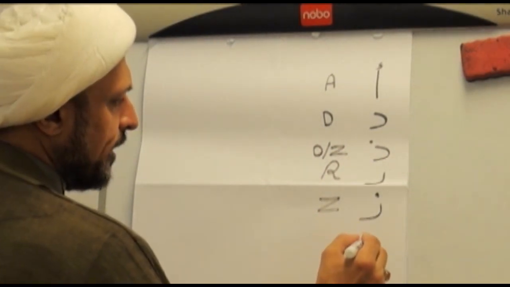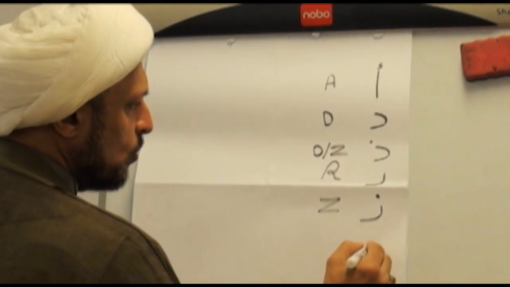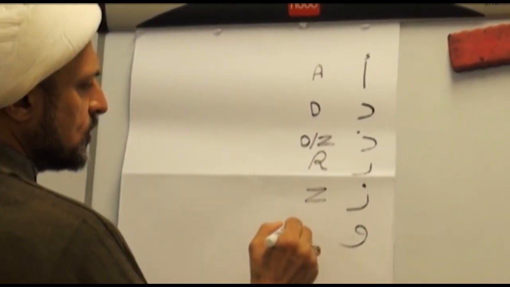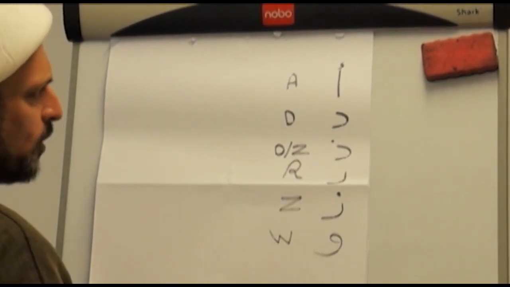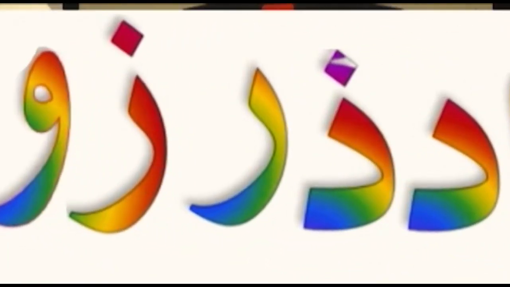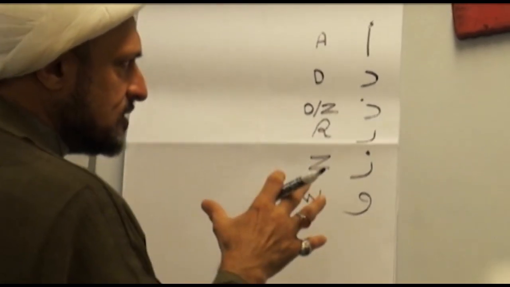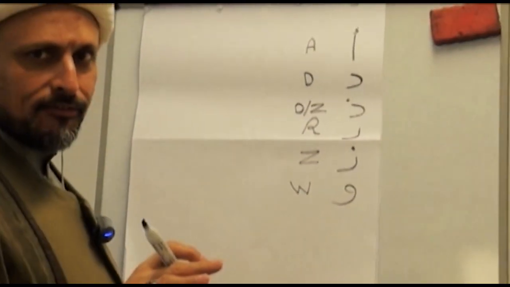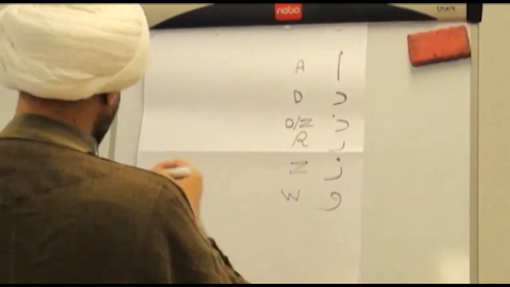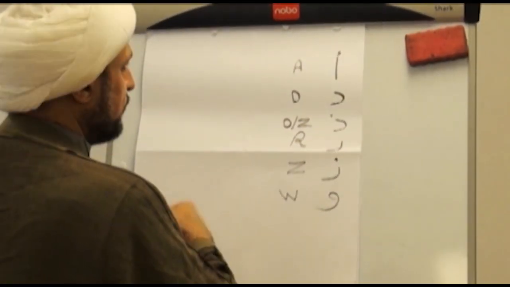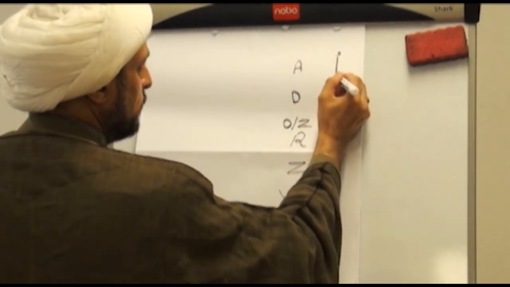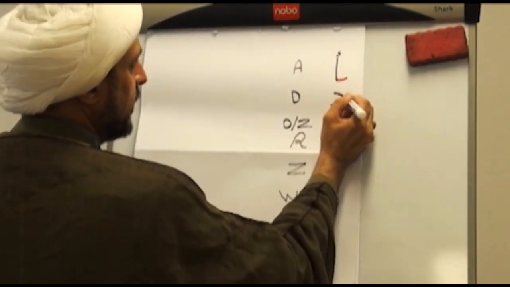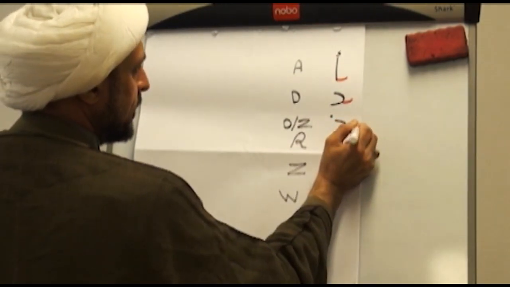And then we have wow, which is similar to W, wa. A, da, dhal, ra, za, wa. So these alphabets do not connect from the left hand side. They connect to the right hand side. So if we want to connect something, they can connect to the right hand side.